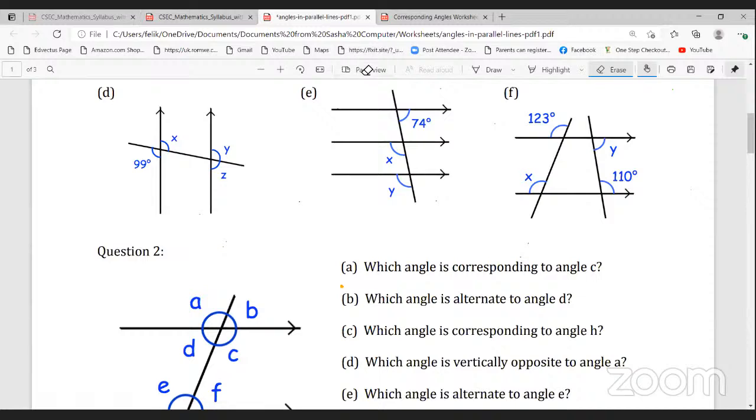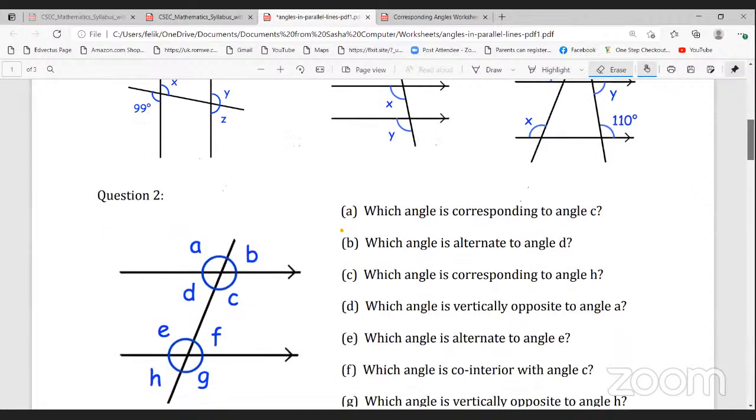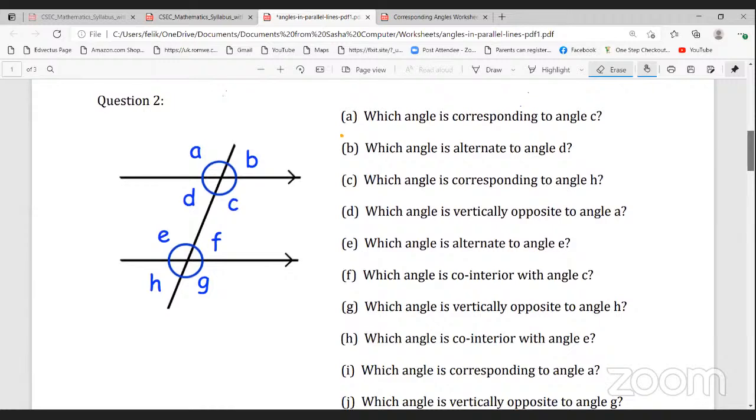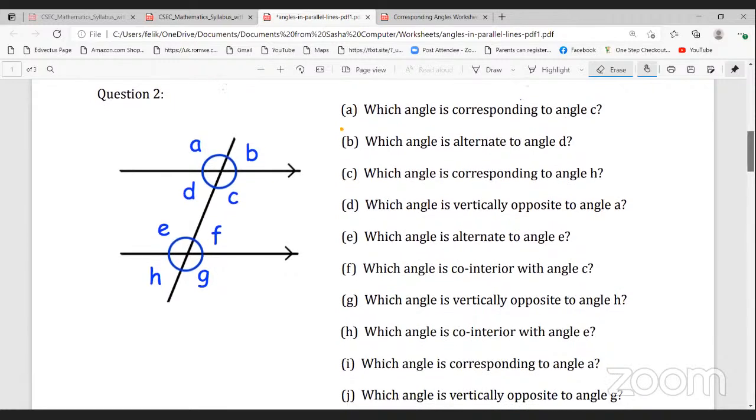Are we through writing? Yes, miss. All right, so scrolling down to the last bit. So I want you to take off this one. And then we'll get started. So please ensure that you leave space while you're working. This you don't need to leave much space. It's just that you're asking which angle is corresponding to C, which is alternate to D. So you don't need to leave much space for that, okay?